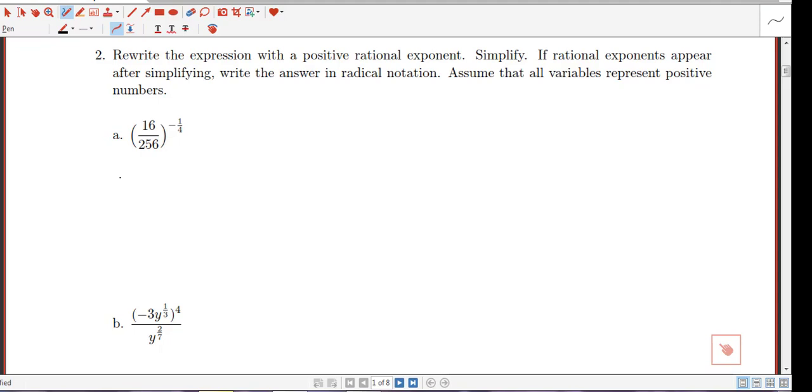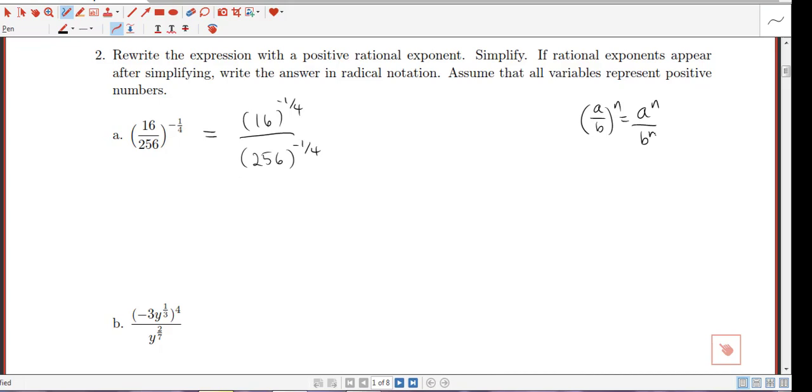So part A, 16 over 256 to the negative 1/4 power. Alright, so there are multiple ways that you can do this, but what I will do is this. Let's rewrite this as 16 to the negative 1/4 over 256 to the negative 1/4. Remember, if you have a over b to the n, this is a to the n over b to the n. That's exactly the property that I just used.